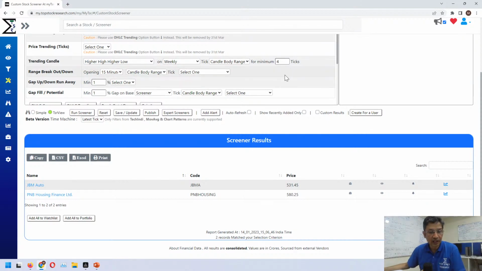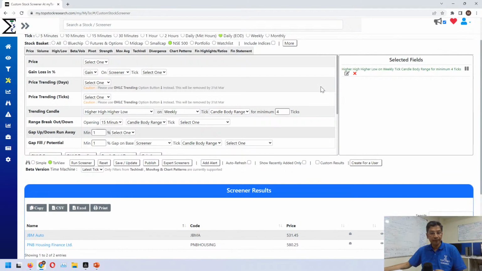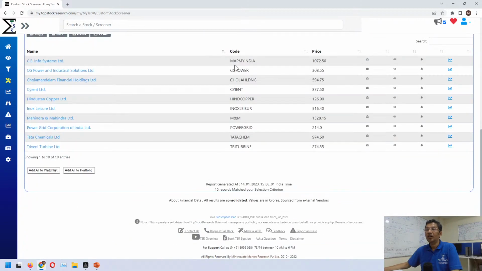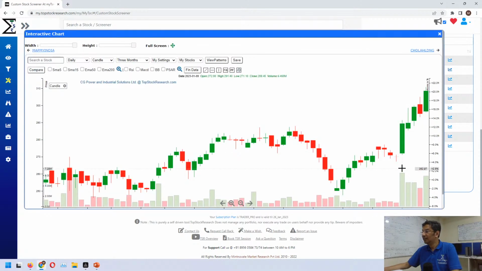So the examples that the team has selected are on NSE 500, on 5 ticks. On a daily chart, let's look at some of the stocks which are making it on a daily tick, on the screener tick, right? So there are quite a few stocks. First is CG Power, which the team has identified, right? So look at this, it's making a very nice trend, right? Such a stellar trend will definitely have one or two reverse movements, right?